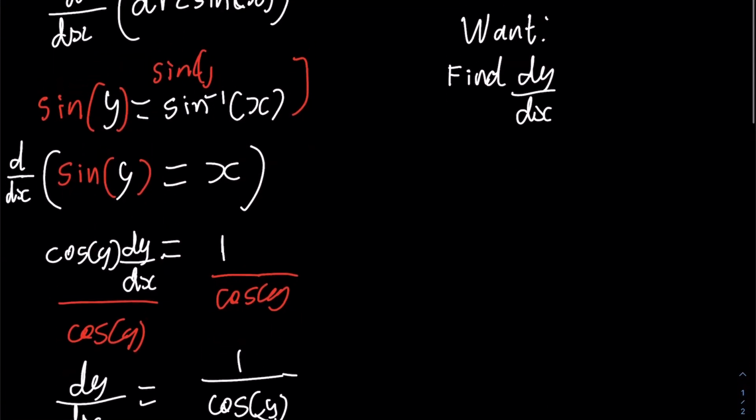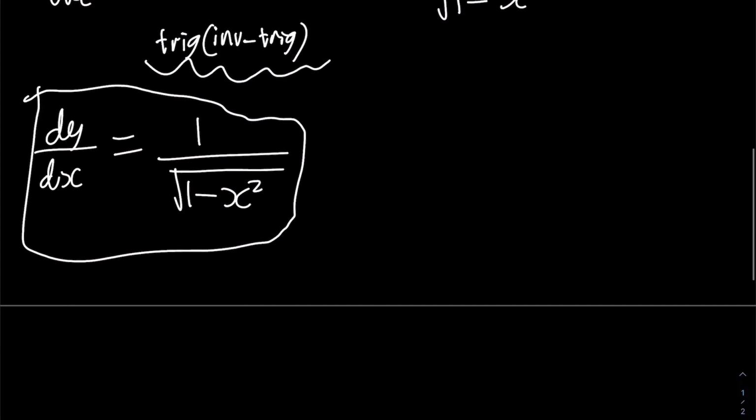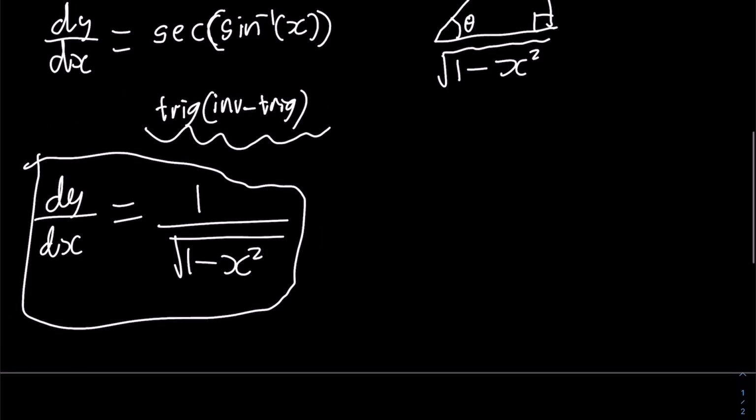So that was, I think, a good introduction to implicit differentiation, and now we know how to derive the derivative of the inverse sine of x geometrically as well.